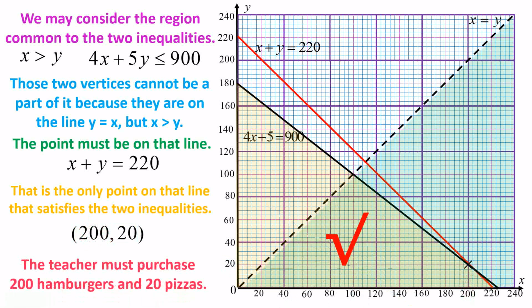The teacher must purchase 200 hamburgers and 20 pizzas, and that is the maximum number of pizzas and hamburgers that the teacher can purchase. As we have seen, the problem was restricted to a single point because no point on this line will qualify, and as a matter of fact, because we have x plus y is equal to 200, then the only point that is possible is this one.